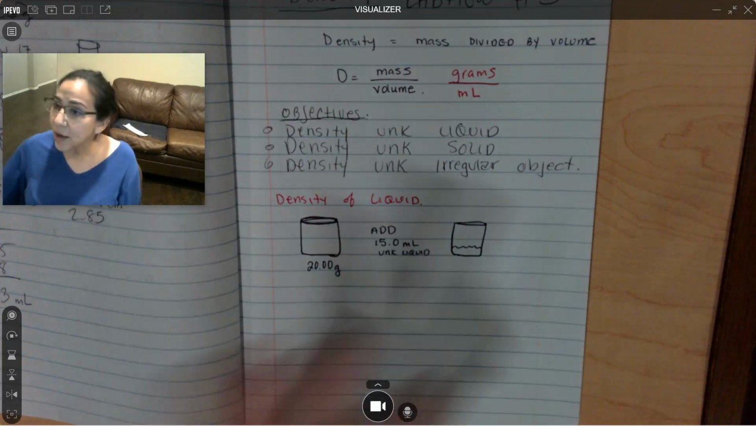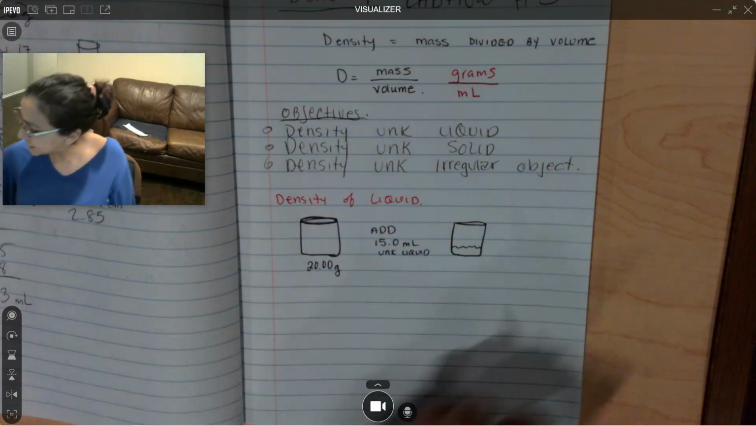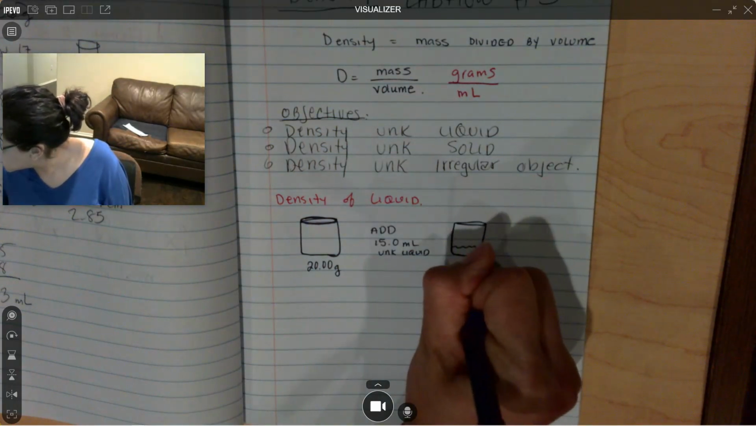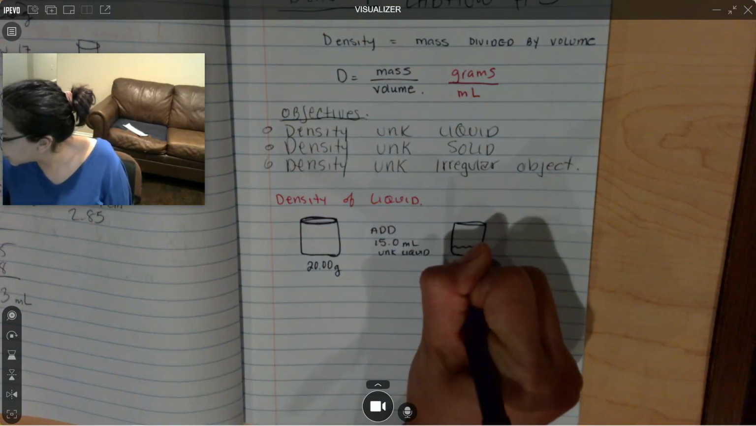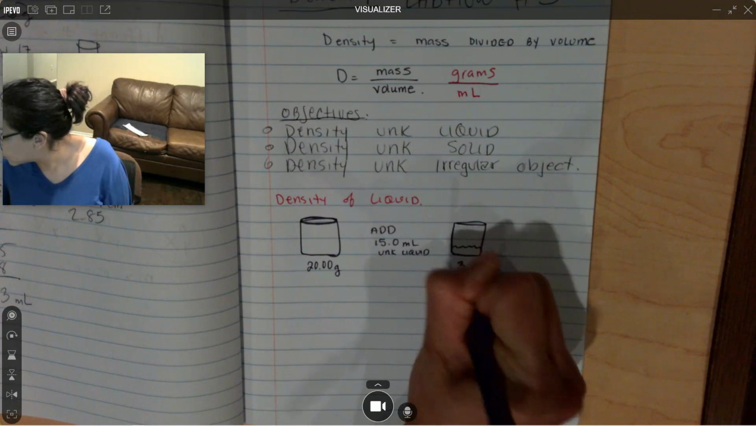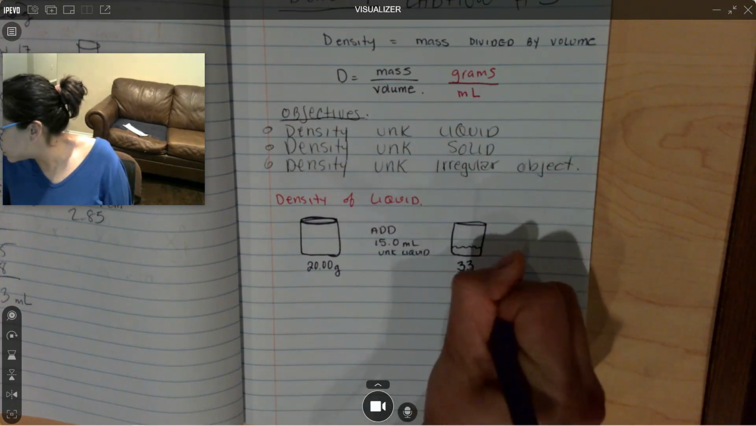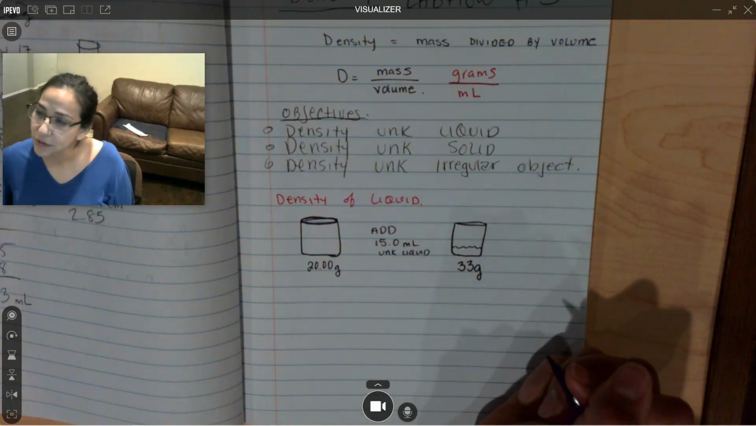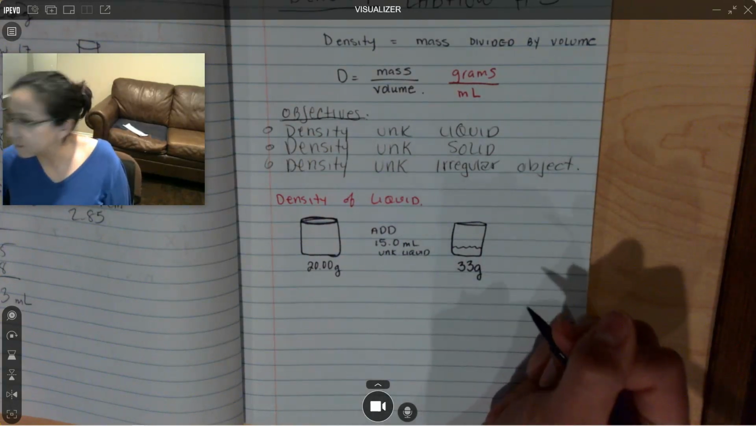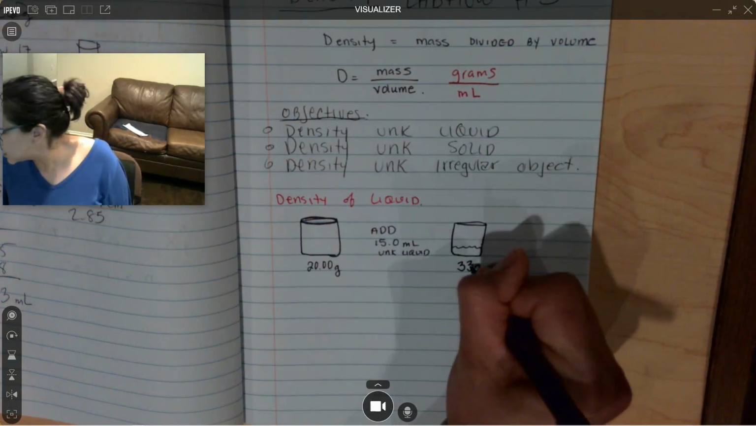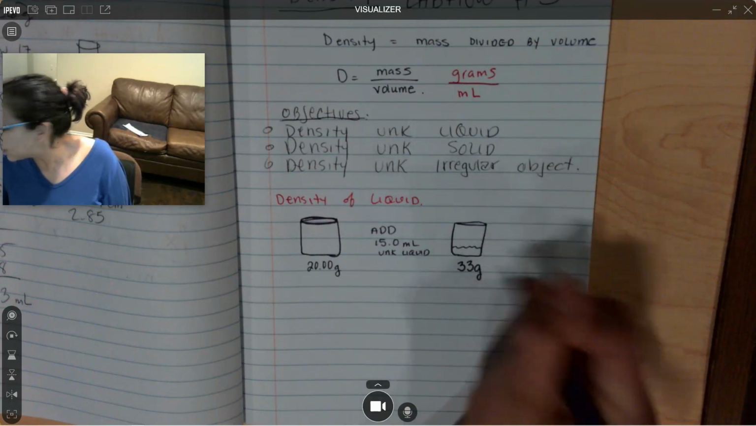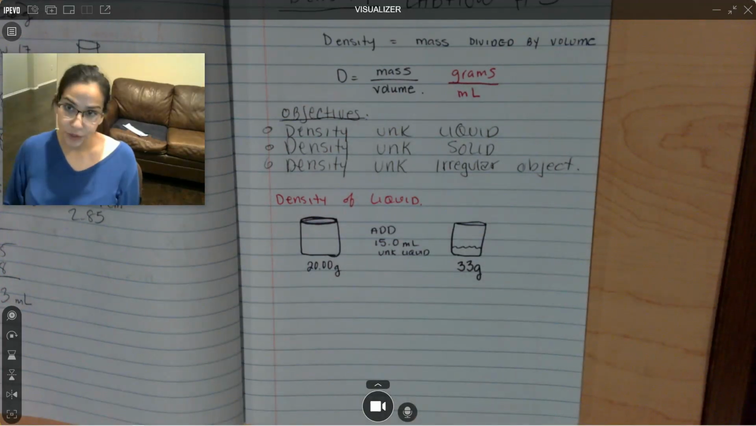And now this right here weighs 33 grams. It's going to weigh 33 grams actually. Let's change that a little bit more. No, we'll leave it. It's going to weigh 33 grams.